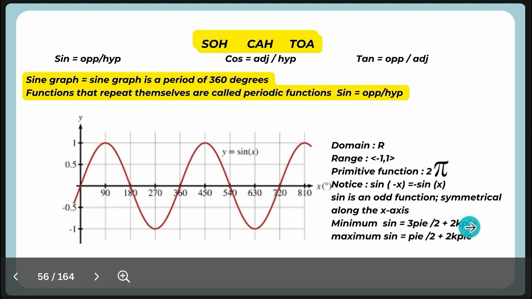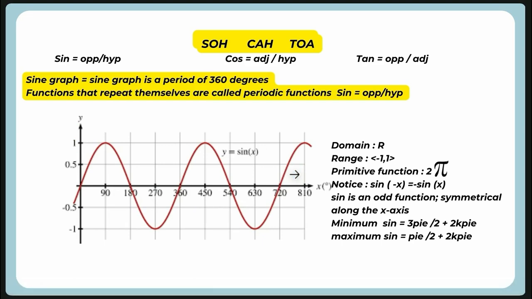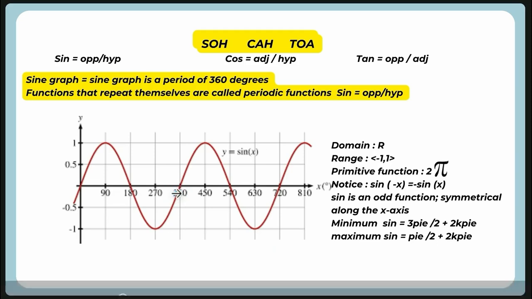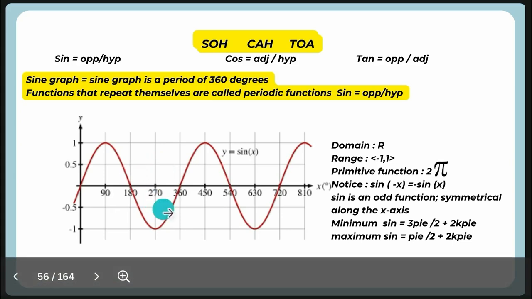The domain here is all real numbers. The range is from -1 to 1. It means that the minimum and maximum points do not go higher than these two, so these are the range values. It's a periodic function of 2 pi, which means that it repeats every 360 degrees. We notice that sine is an odd function because it is symmetrical about the origin. So sine of negative x is equal to negative sine of x. The minimum value is 3 pi over 2 plus 2k pi, and the maximum value is pi over 2 plus 2k pi.